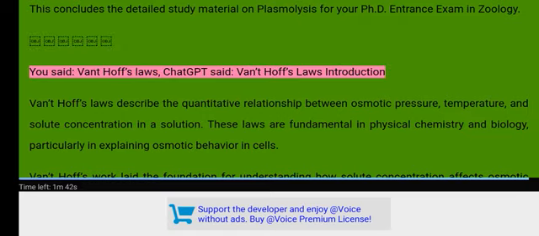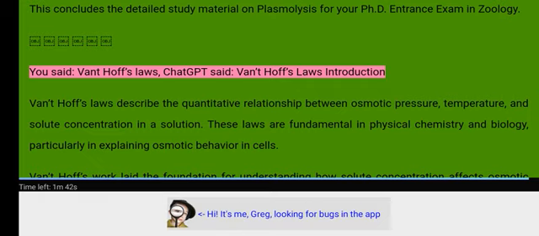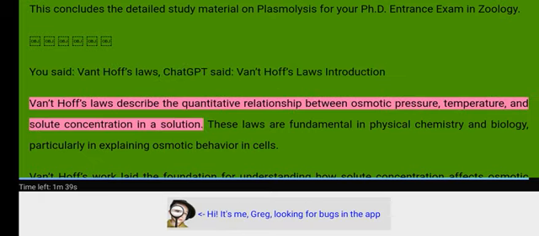Van't Hoff's laws introduction. Van't Hoff's laws describe the quantitative relationship between osmotic pressure, temperature, and solute concentration in a solution.